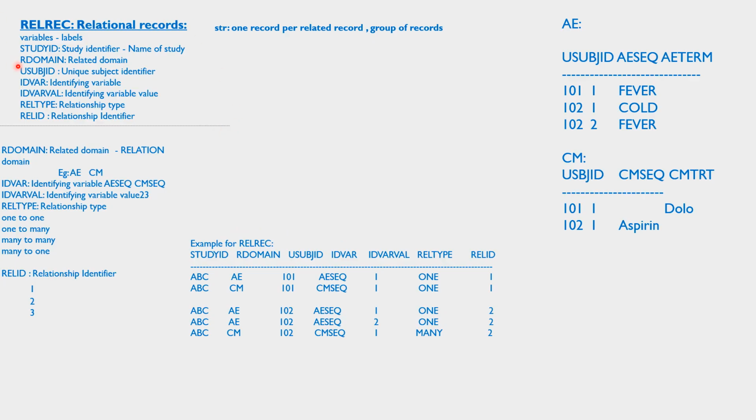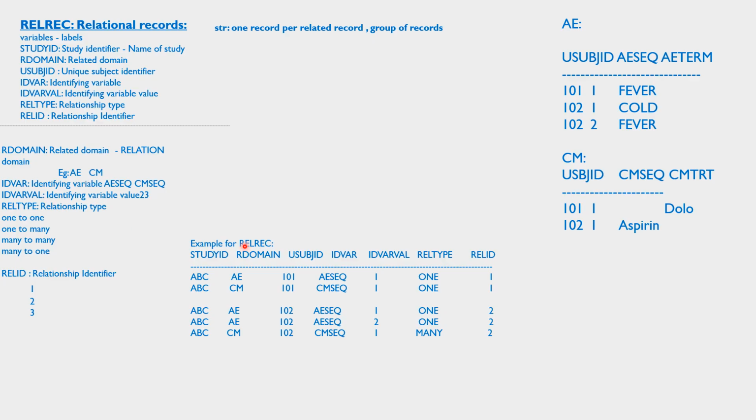For the RELREC domain, the structure is one record per related record or group of records. The variables in the RELREC domain are STUDYID, RDOMAIN, USUBJID, IDVAR, IDVARVAL, RELTYPE, and RELID. STUDYID is the study ID name that will be captured. RDOMAIN is the related domain, so the name of the related domain will be captured, like AE and CM.